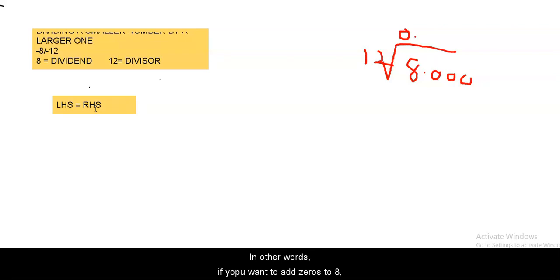In other words, if you want to add zeros to 8, you must do something on the quotient side. If you want to add a dot and these zeros, you must do something to the quotient side. So you must add a 0 and a dot on the overbar for you to add a dot and a 0 on the 8 side. So it's a kind of condition.